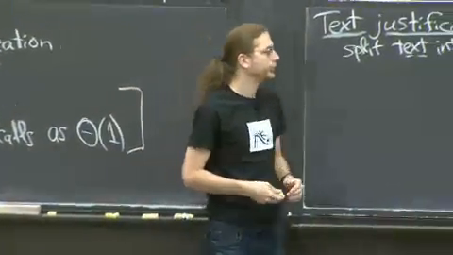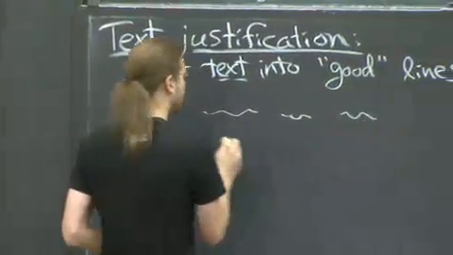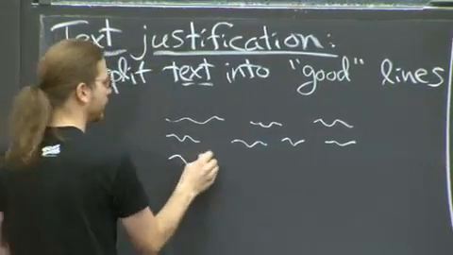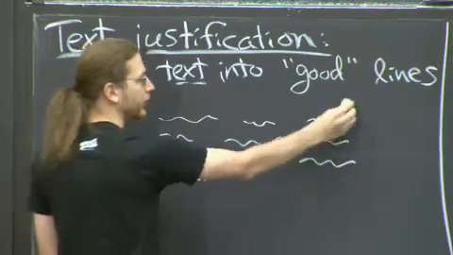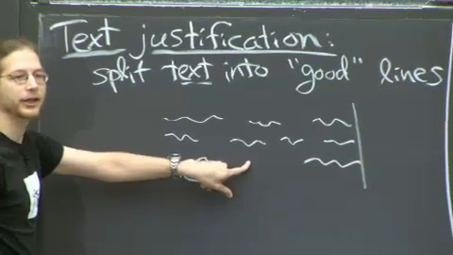And we want to write some text. We can have some spaces in it. Then there's a new line, something like that. And we want to justify our text on the right here. So we'd like to avoid big gaps like this, because they look ugly. They're hard to read.